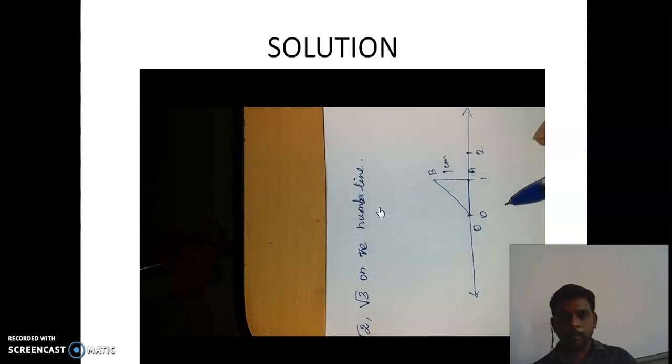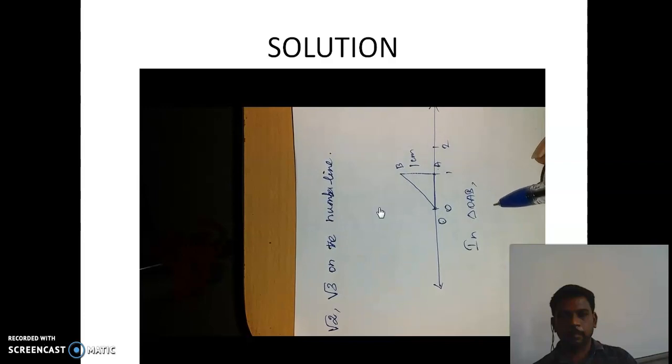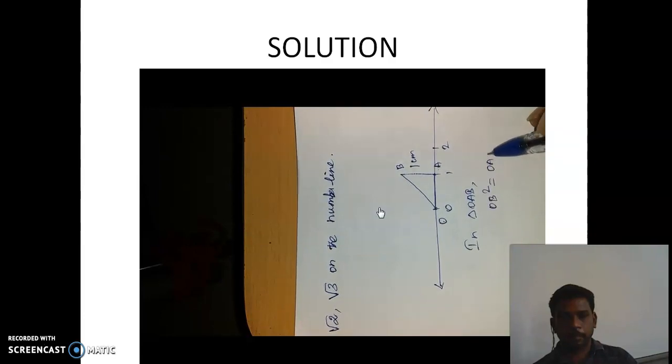Now in a right triangle we know the Pythagoras theorem. So what is the Pythagoras theorem? In a right triangle the square of the hypotenuse is equal to the sum of the squares of the two sides. Now we are going to use this concept here. So in triangle OAB, what is the hypotenuse? OB. So OB square equals OA square plus AB square.